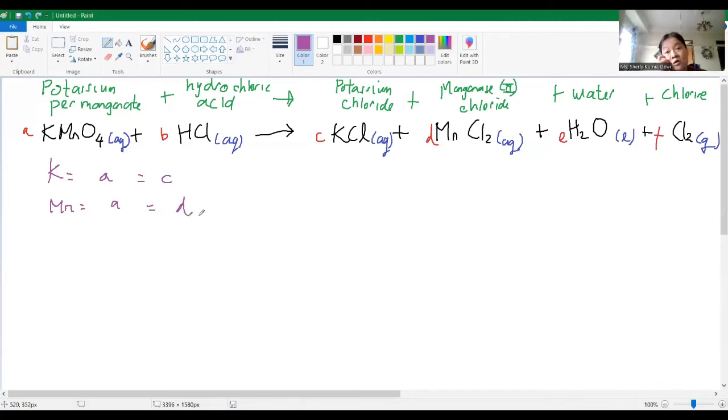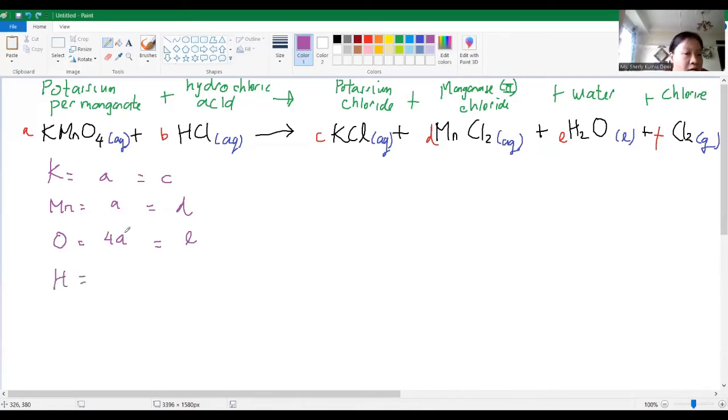It's not equal yet, right? Later we will do it. Then oxygen. Oxygen is 4A in the reactant, and in the product, there is no more, so only E in the product. Okay, we have Cl, but sorry, we will do hydrogen first.